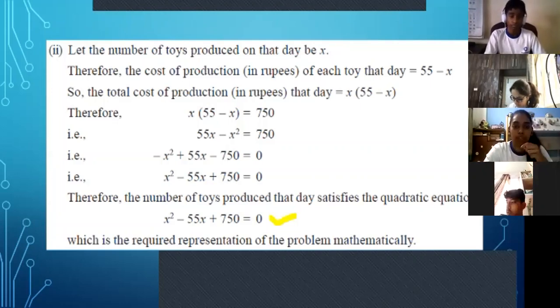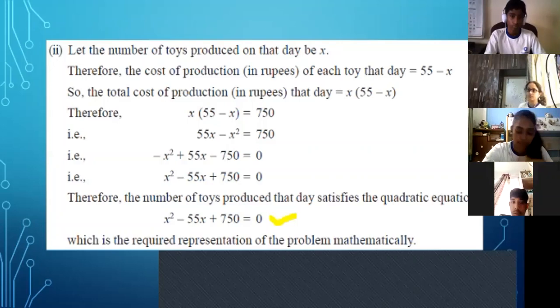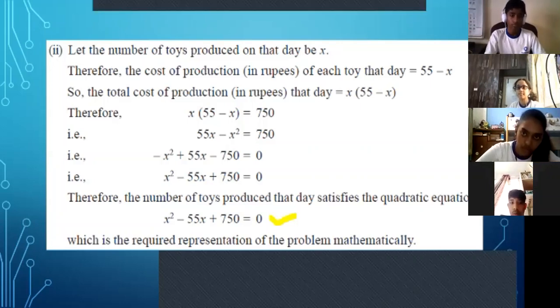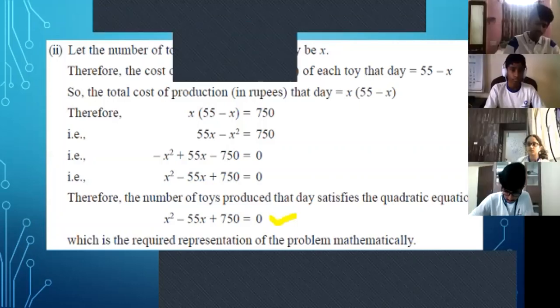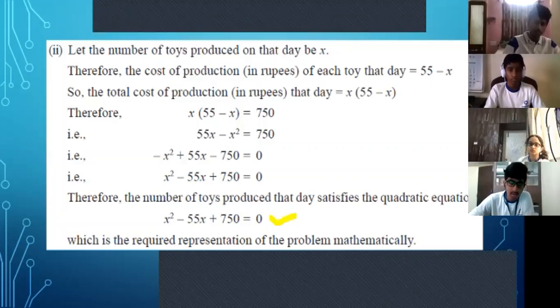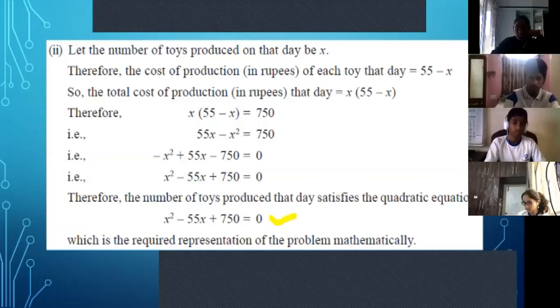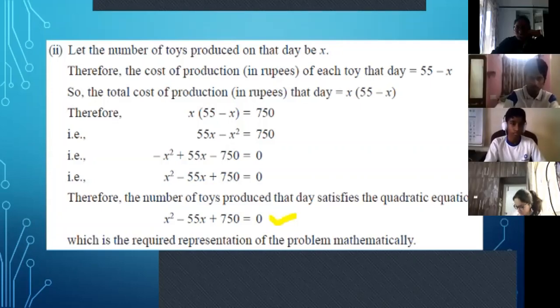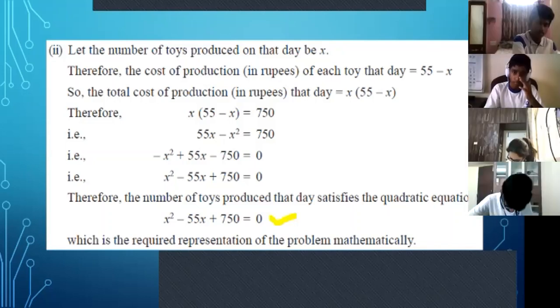Yes, ma'am. When you solve it, you get x equals 25 or 30. One will be positive and one will be negative, or both will be positive. Wait, ma'am, one of them was minus 30. Either you will get both positives or both negatives. I will not discuss it at this moment. I know you know it, but please hold on. Slowly we'll move to it.